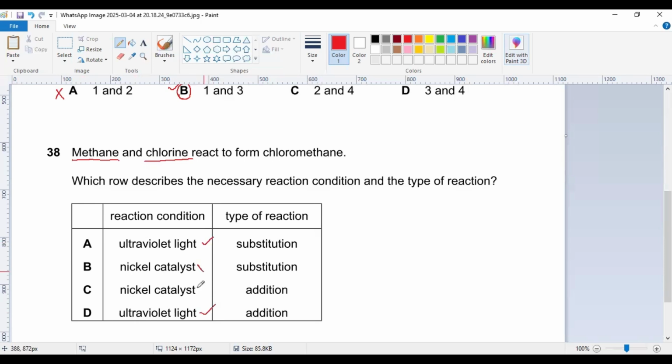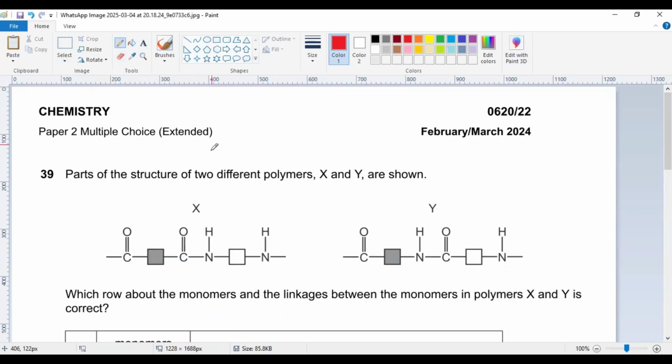No nickel catalyst is required. And the type of reaction, such a reaction is a substitution reaction. It is not the addition reaction. So the correct option is A. Now see, this is question number 39.